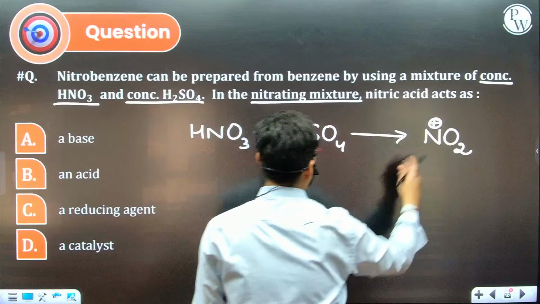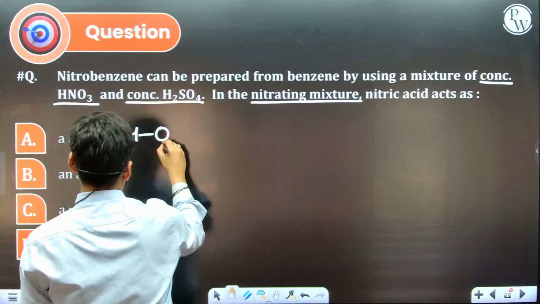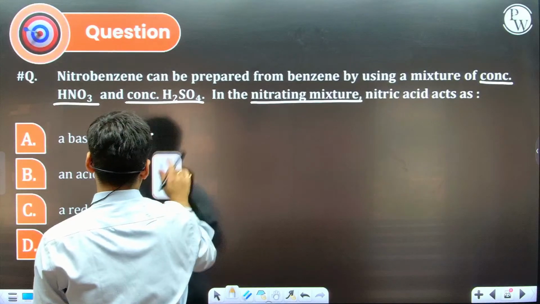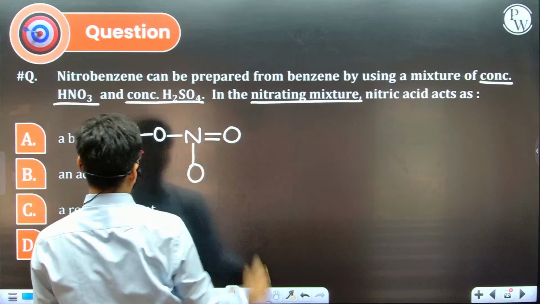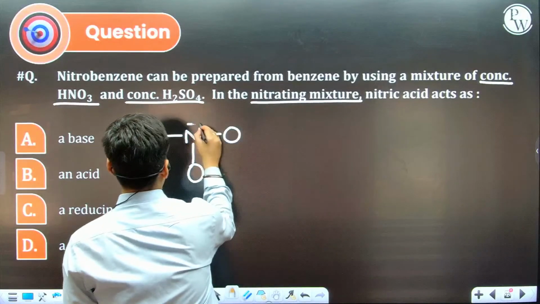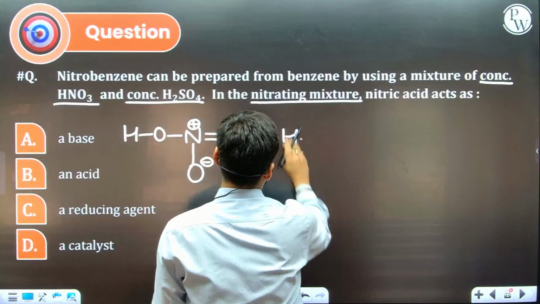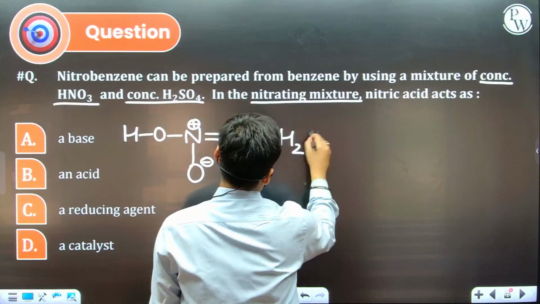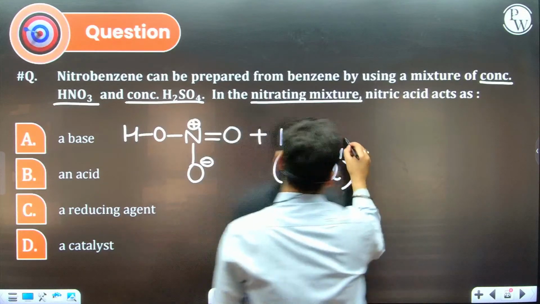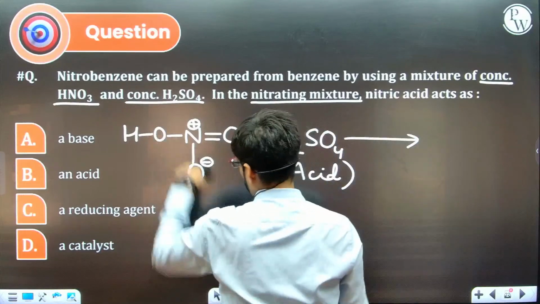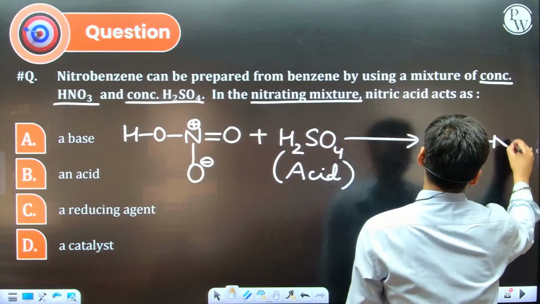Now how do I get this? So if I have to show you the detailed mechanism, then HNO3 is acting as what? So this is HNO3, right? This is HNO3 and this is H2SO4. This acts as an acid and it gives a proton to nitric acid. If this gives a proton, then I'll get this.